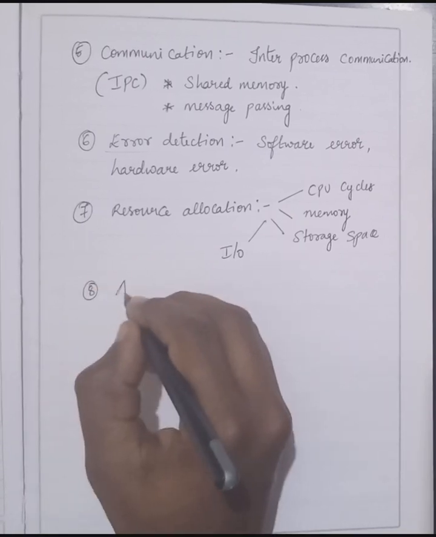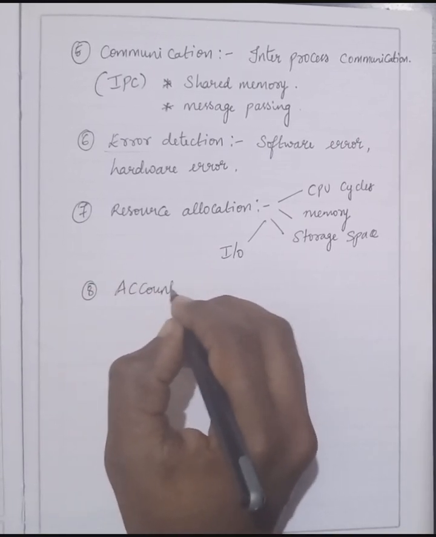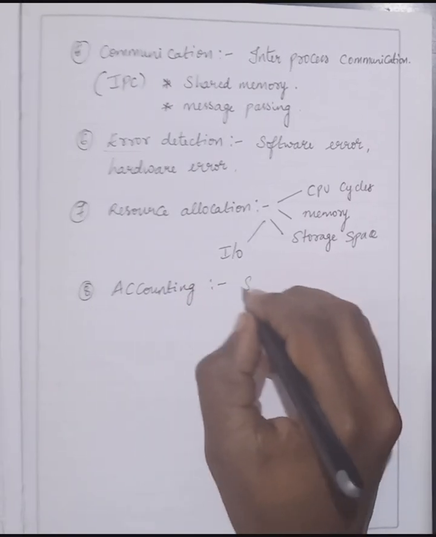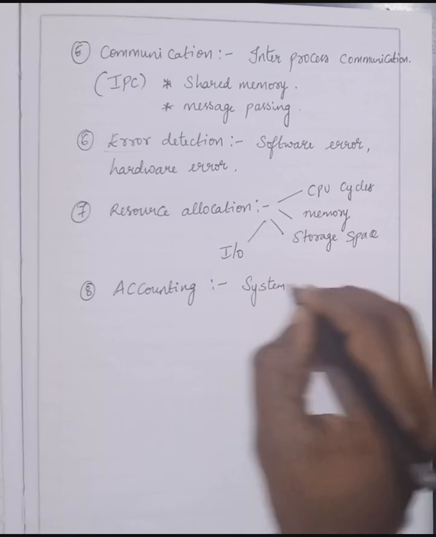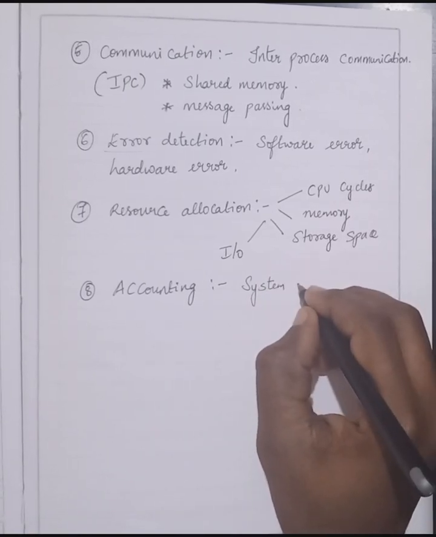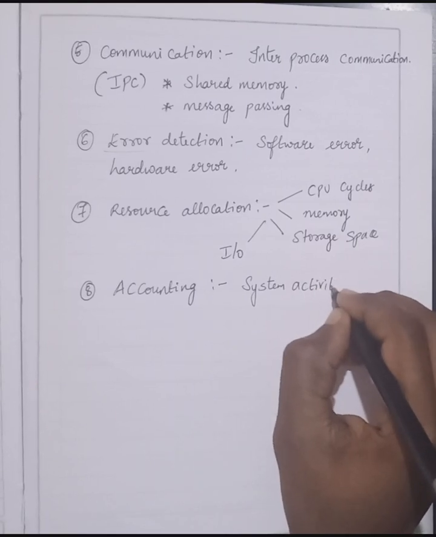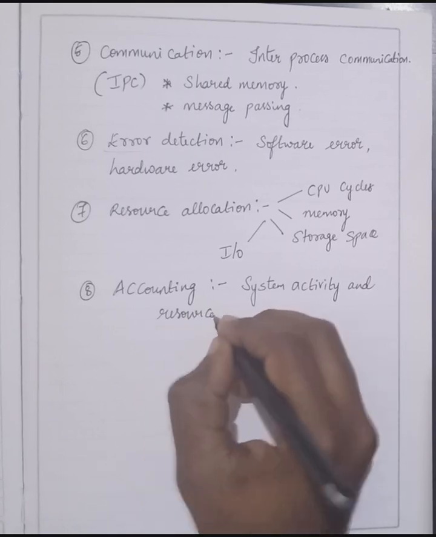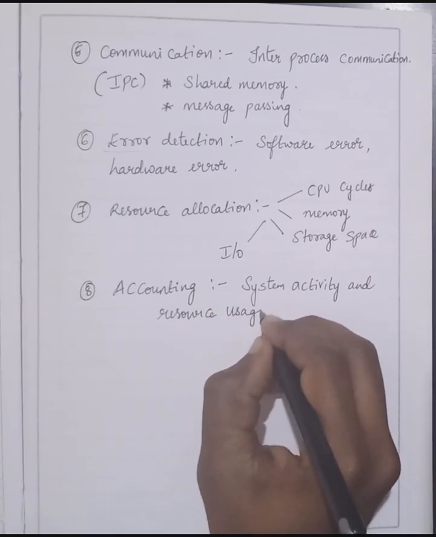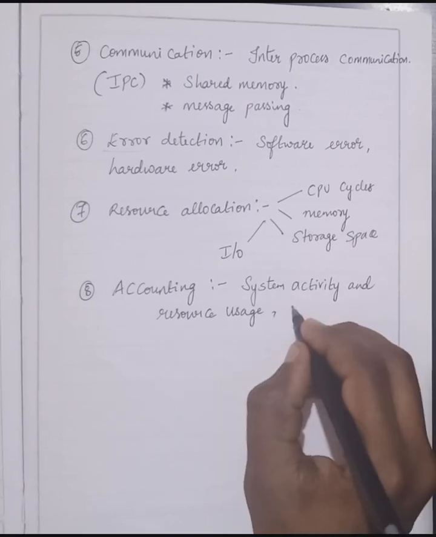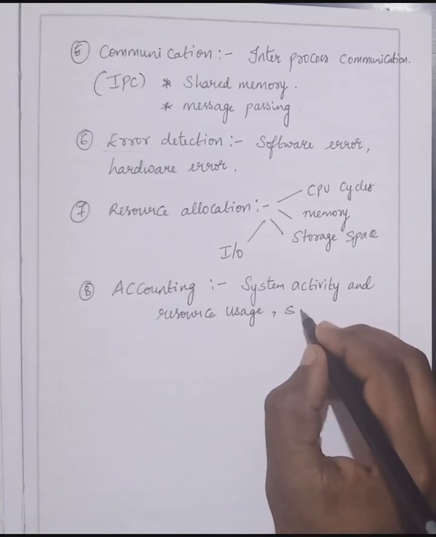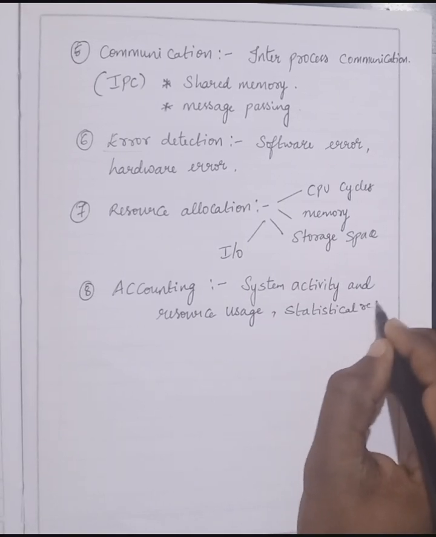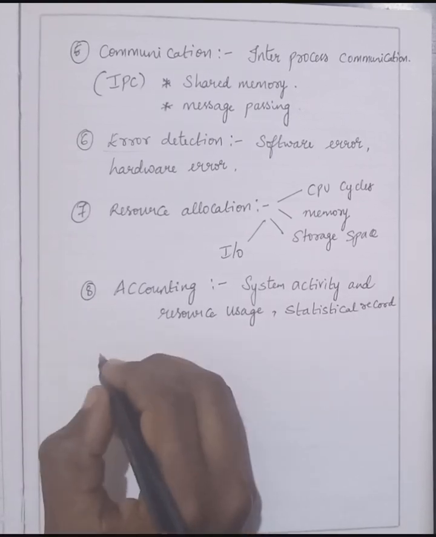Then comes accounting. In accounting, the OS gives information about system activity. It keeps track of system activity and resource usage, meaning who is using which resource and how much of the resource is used. Some statistical records are maintained by the OS regarding all these activities and information.